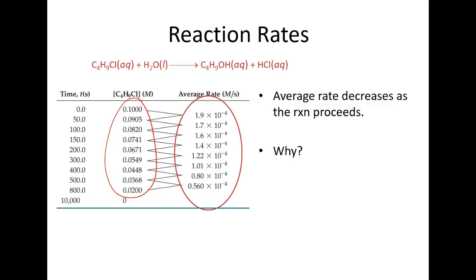Now, what we would have just determined is something called average rate. It's the rate over a span of time. A way to think about it: if I were to drive to Minneapolis and it took me a half an hour, I might say my average speed was 50 miles an hour.